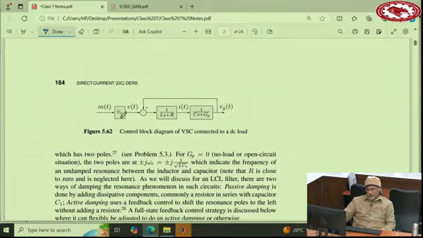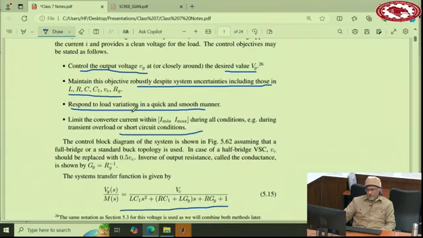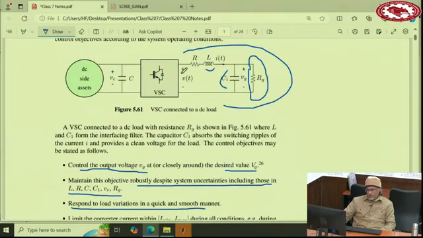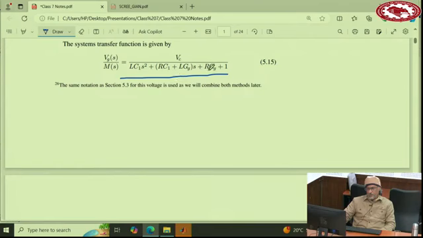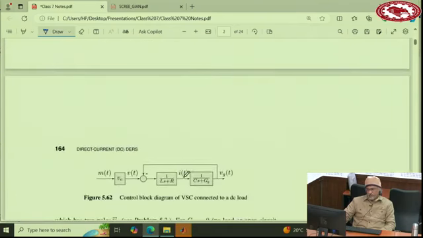So M into Vc, that gives you V. M into Vc, that gives you this V. And then V minus this V divided by this impedance gives you I. And then I multiplied by this impedance gives you Vg. So that's basically what this diagram says. V minus Vg divided by this impedance is I, multiplied by that impedance, that gives you Vg. So either block diagram or equation. This equation and this block diagram are equivalent.